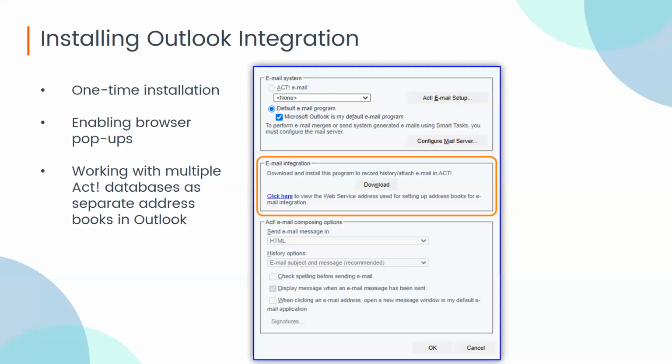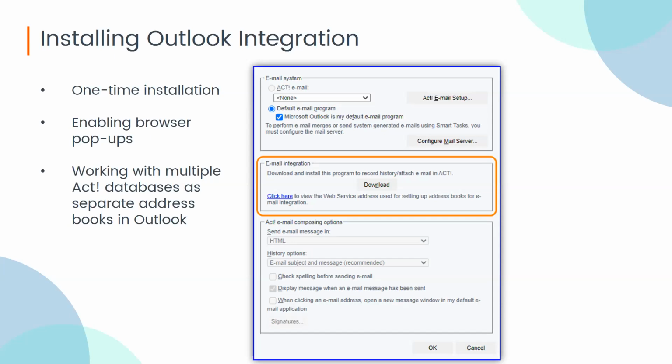So let's begin by talking about Outlook integration. I'm going to cover how to install this integration piece, whether you are using the desktop version of ACT or the cloud version of ACT Premium. It's a one-time installation on your computer. After that, it's good to go and you don't have to do anything else moving forward. If you're installing it for ACT Premium Cloud through a browser, then there's one quick browser setup that you have to do. You have to enable pop-ups for our specific URL, and I'll show you how to do that too. Also, I'll show you that you can use multiple ACT databases as separate address books inside the Outlook integration.